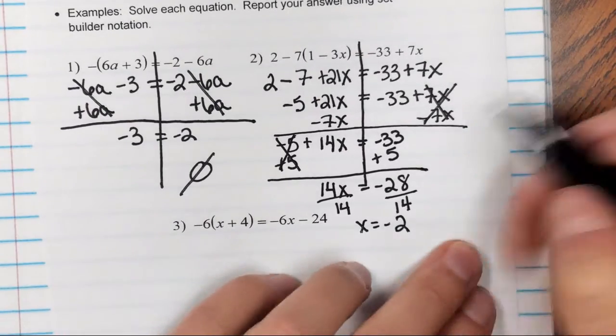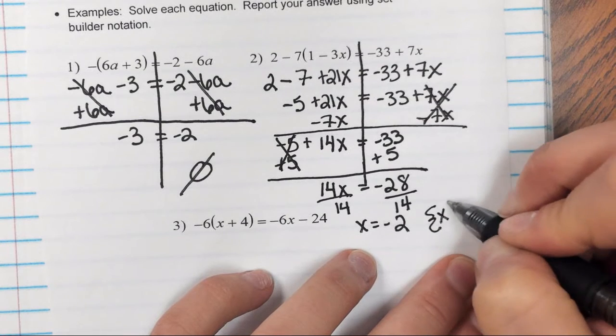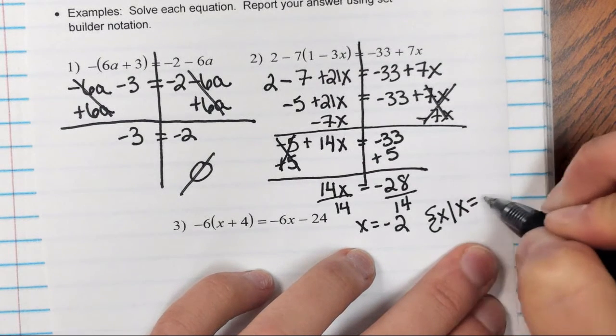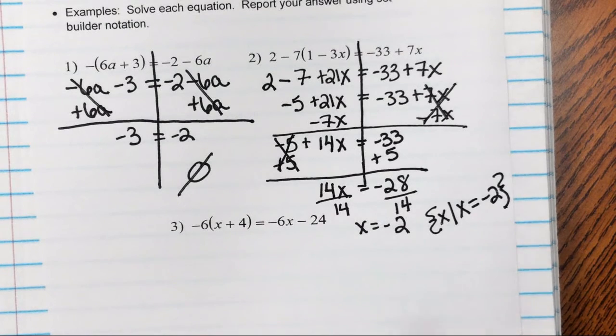In set builder notation, we would draw the brace. Our variable is x when x equals negative 2. Just a little fancy way to write the same thing that you already were doing before.